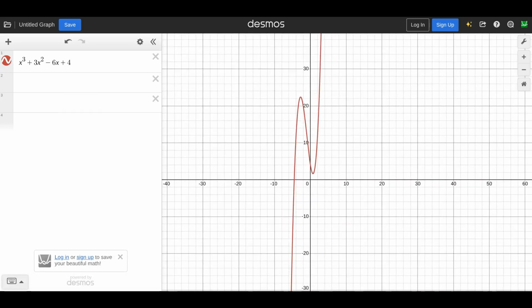2. How did you know, Tanner? Because it turns twice. Did you know that before I graphed it? Yeah. How'd you know that before I graphed it? Because of the cube. The leading exponent tells you something. Yeah. Okay, so let's go back to our notes.